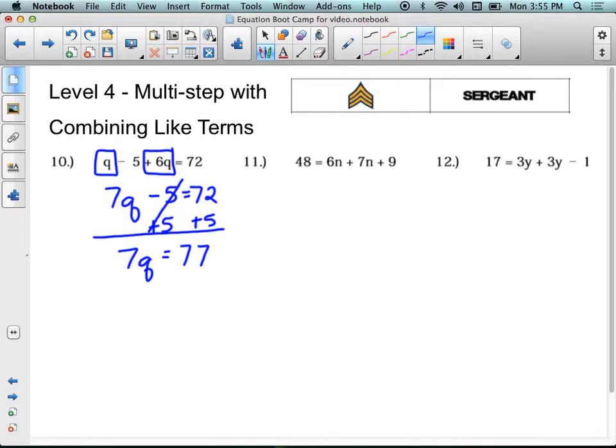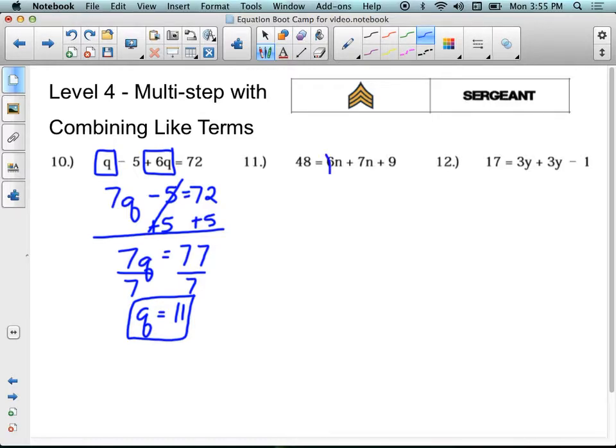Now I've got 7q. 7 is the coefficient. To eliminate that coefficient, which is being multiplied, I'm going to divide both sides by 7. And I will get here q equals 11. That's it, okay? Again, we're simplifying to make this into a two-step equation. So let's look at number 11.